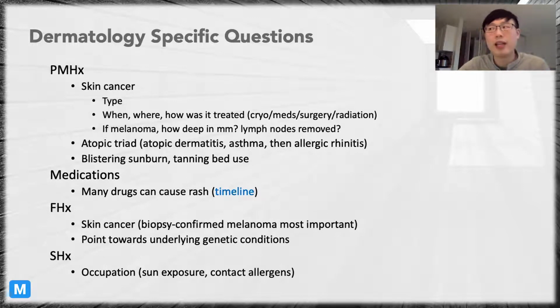And in terms of family history, you want to ask about skin cancer in the family, particularly melanoma, and also ask if anyone in the family has any shared skin conditions, because one branch of dermatology is called genodermatology, as many skin conditions can have genetic conditions associated with them. So you want to ask about those things. And in terms of social history, you want to ask about occupations, particularly sun exposure, and also any contact allergens at work.